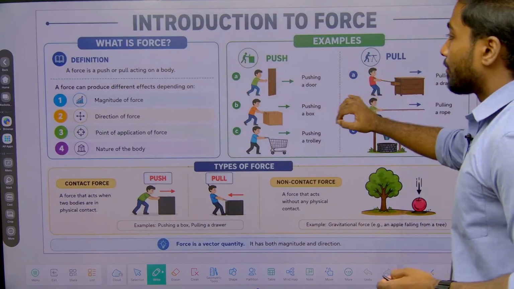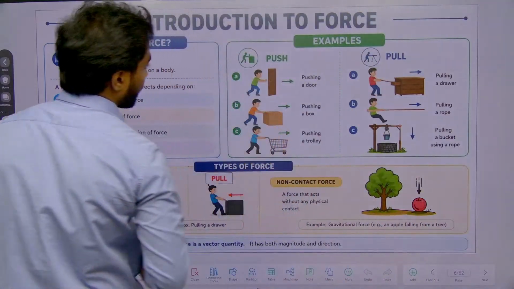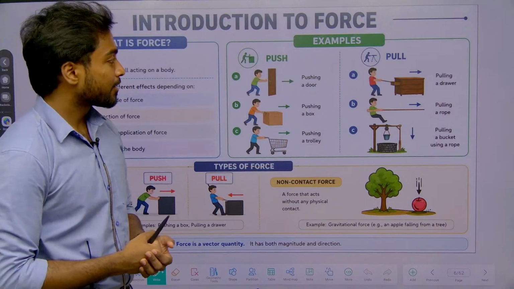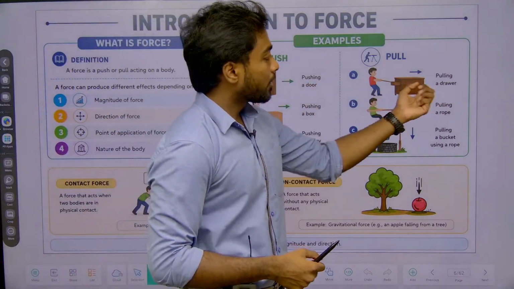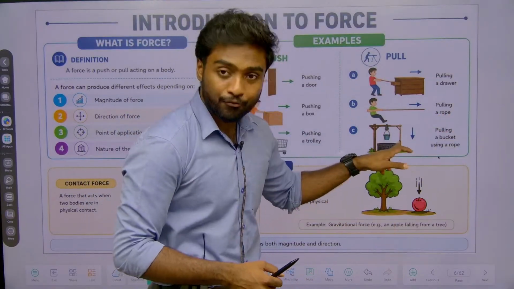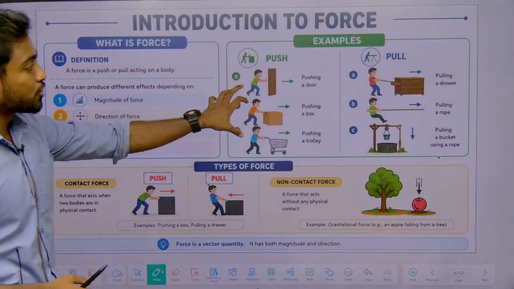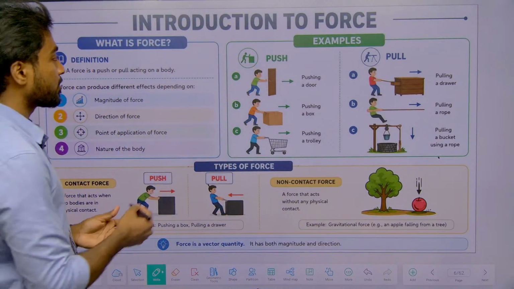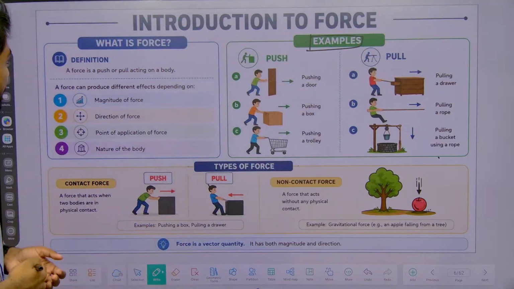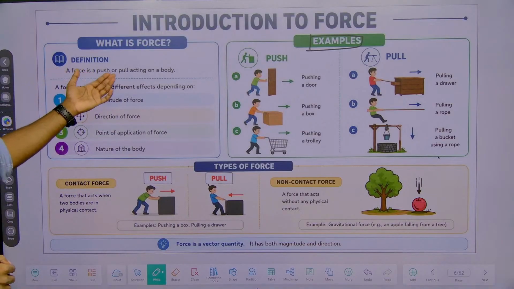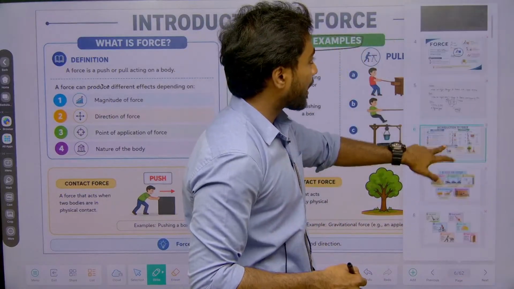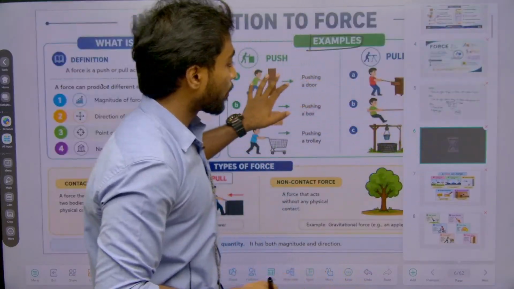Here we have given some examples like push a door, push a box, push a trolley. Then pulling a drawer, pulling a rope, pulling a bucket using a rope from the well. So these are examples of push and pull. You can take a note of this. A force is a push or a pull on a body. I have not given the previous slide for writing, I only gave an explanation, so you can make a note from this point.